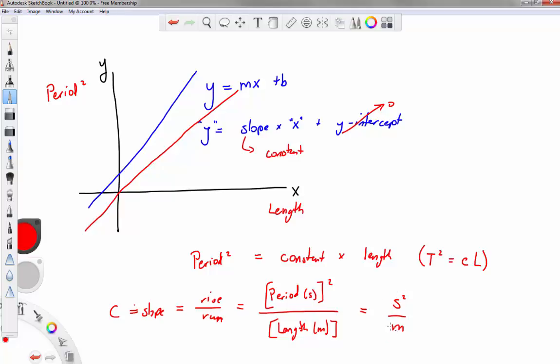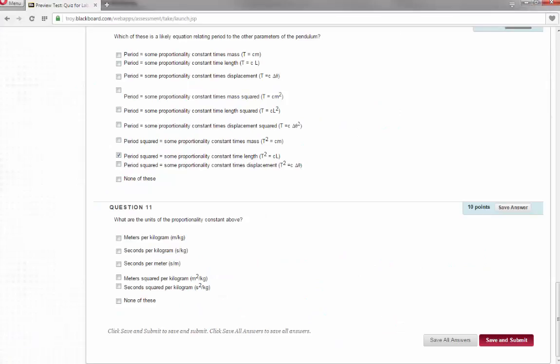Remember, acceleration is meters per second squared. So we have seconds squared per meter here. So let's see, is that an option here? We have meters per kilogram. No, we don't need kilograms. We have seconds per kilogram. Same comment. Seconds per meter. Well, that's not the same thing as seconds squared per meter, so no. Meters squared per kilogram. No, we don't need kilograms. Seconds squared per kilogram. No, we don't need that. So the answer must be none of these.